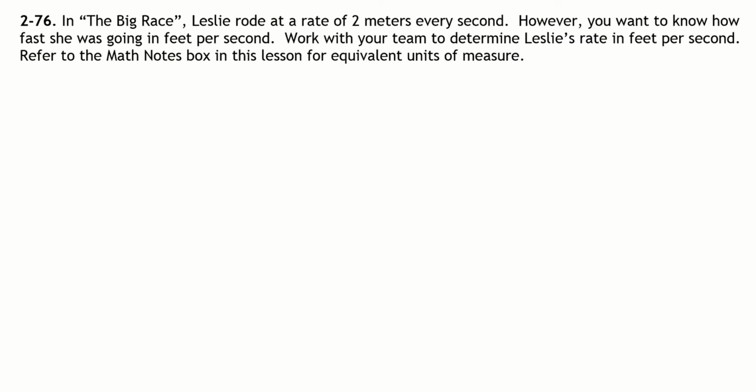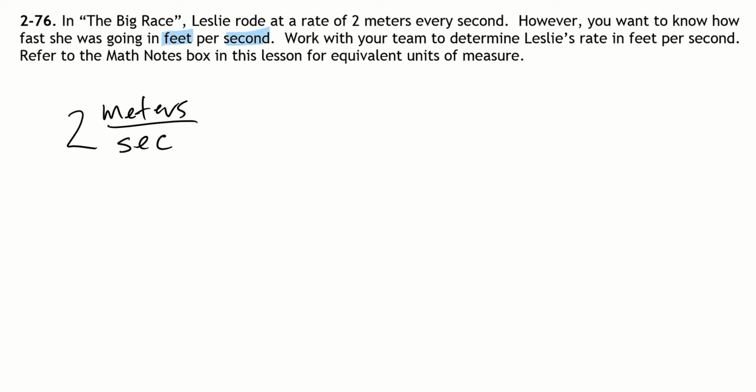So let's take a look at this. In the big race, Leslie rode at a rate of 2 meters every second. So let me write that as a rate, 2 meters per second. However, you want to know how fast she was going in not those units. You want to know how fast she was going in feet per second.